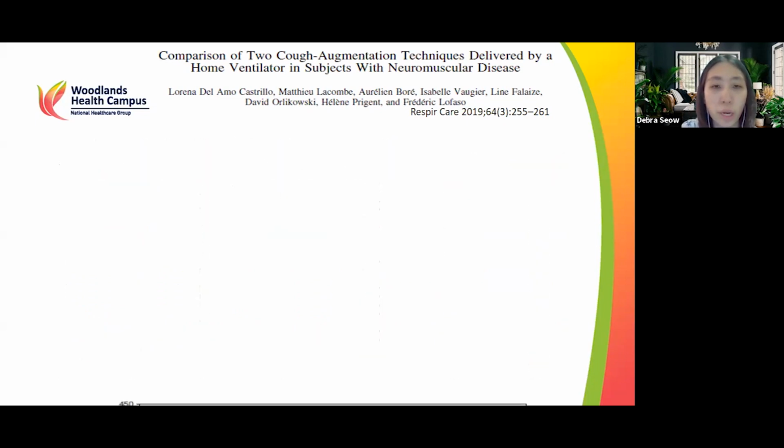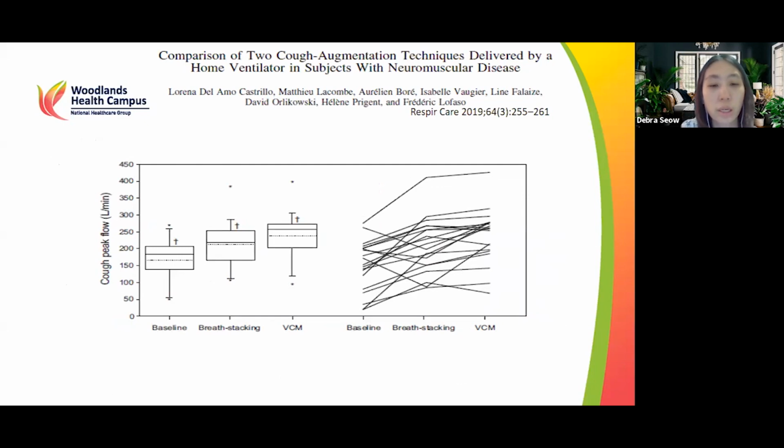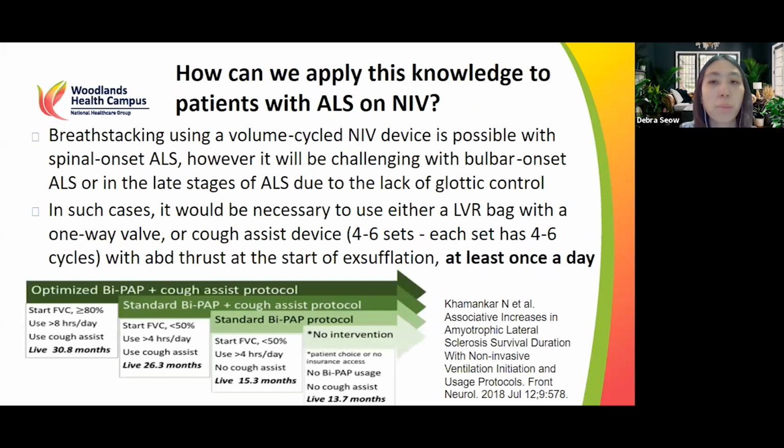So this was actually what I wanted to show, and you can see that the cough peak flow with the VCM was highest compared with breath stacking using your usual home mechanical ventilator. And how can we apply this knowledge?